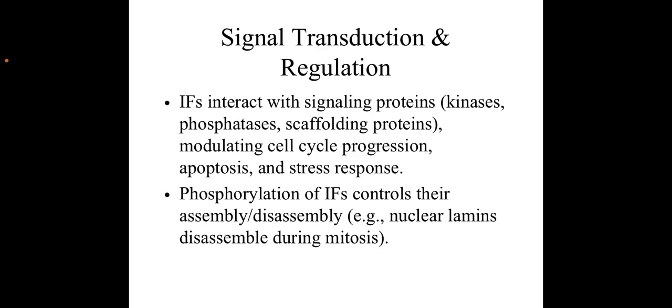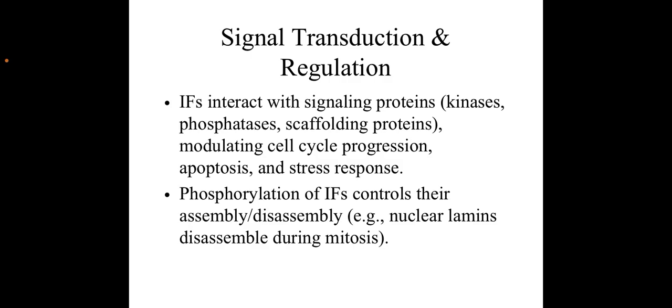If we talk about signal transduction and regulation, IFs interact with signaling proteins, kinases, phosphatases, and scaffolding proteins, modulating cell cycle progression. It means cell cycle progression is associated with the assembly and disassembly of the different structures associated with the mitotic apparatus and cellular organization, or providing shape to the cell. They are also involved in apoptosis, which is programmed cell death, and in the stress response.